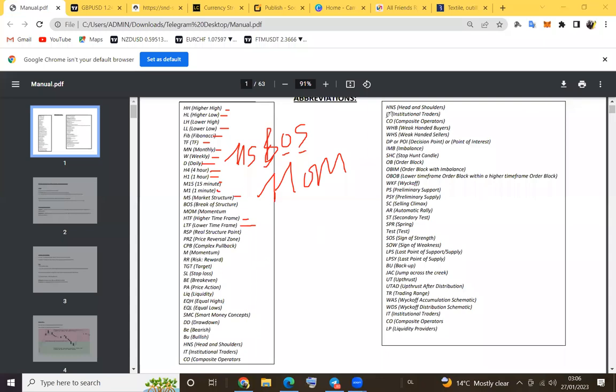Now, IT means institutional traders. CO means composite operators. You will learn about composite operators. Don't worry. WHB means weak-handed buyers. You will learn about them. WHS means weak-handed sellers. DP or POI means decision point or point of interest, where I am interested in taking a trade.